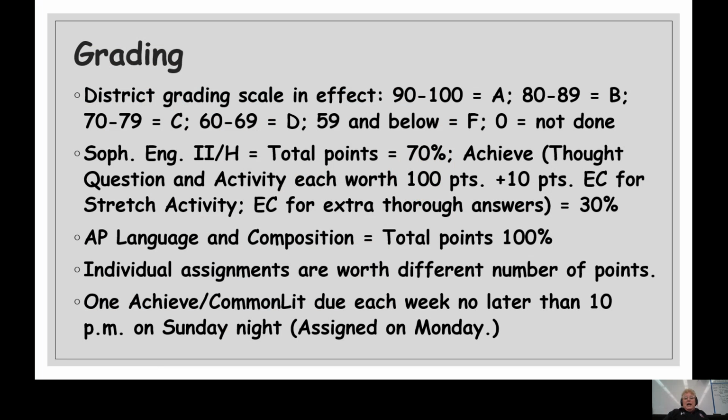Grading: I use the district grading scale. All of us who are doing Achieves are using 70% total points, and Achieves are 30%. Some of these Achieves are tough. Most of them are at their reading level, but not all of them. So there's an opportunity for them to get some extra credit by writing an extra thorough thought question instead of just 2 sentences for elaboration for each point they make. Maybe they're doing 3 or 4. I can give up to 10% extra credit on that.